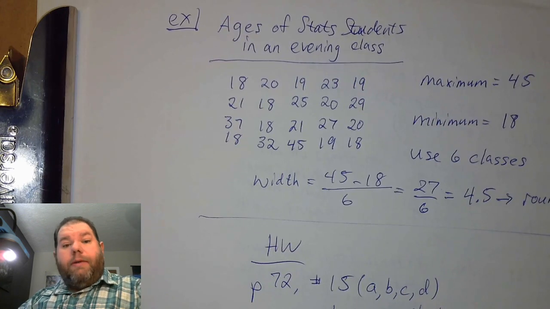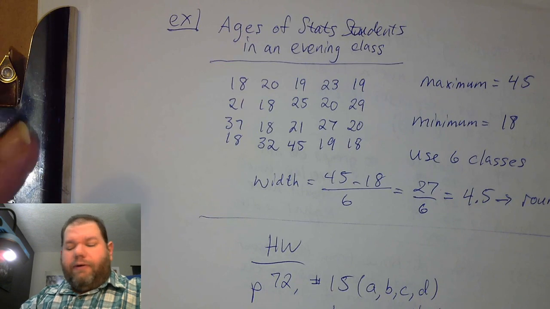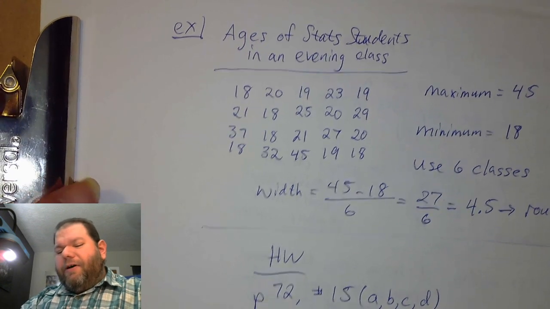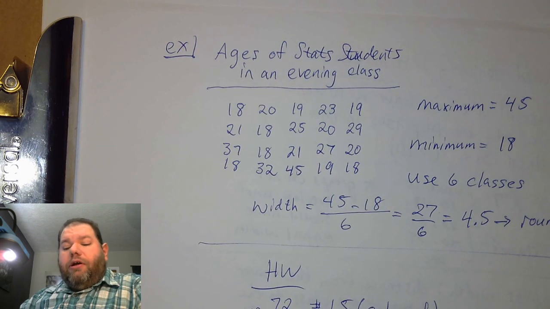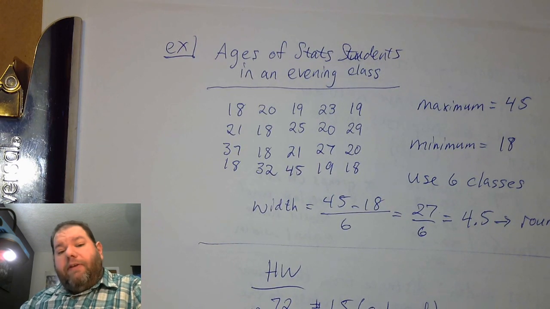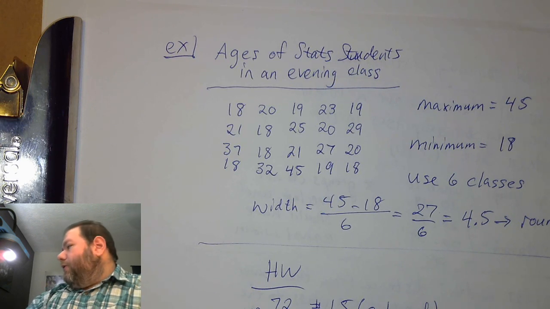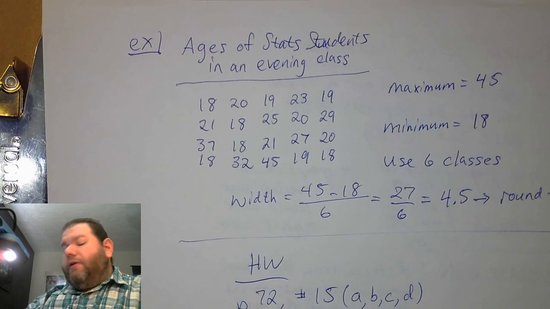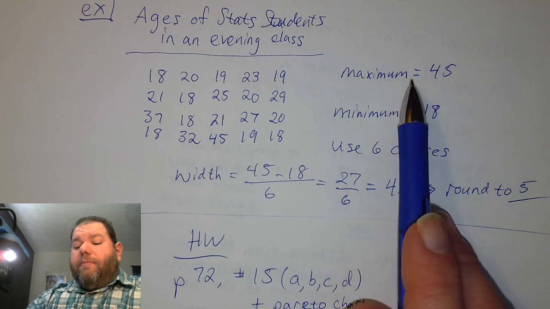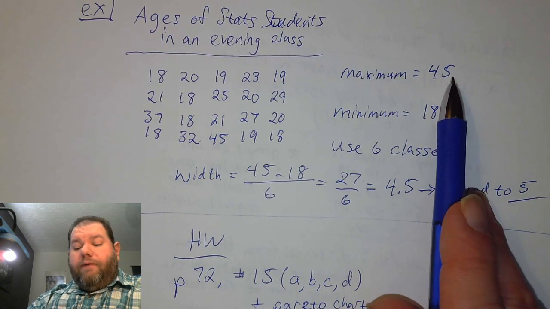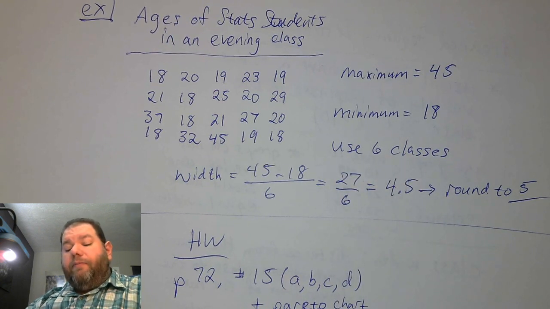So, going back to what we talked about on Tuesday last week, or Thursday, sorry. Today's Tuesday. This is that data set I'd written down before, ages of stats students in an evening stats class. We have 20 data values, and we already determined that the maximum is 45, the minimum is 18. We plan to use 6 classes.